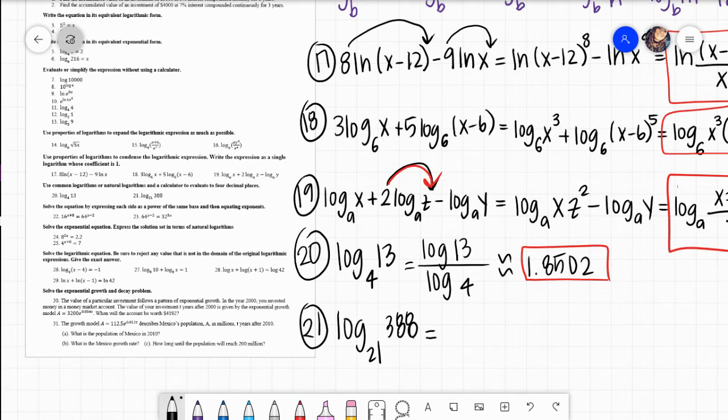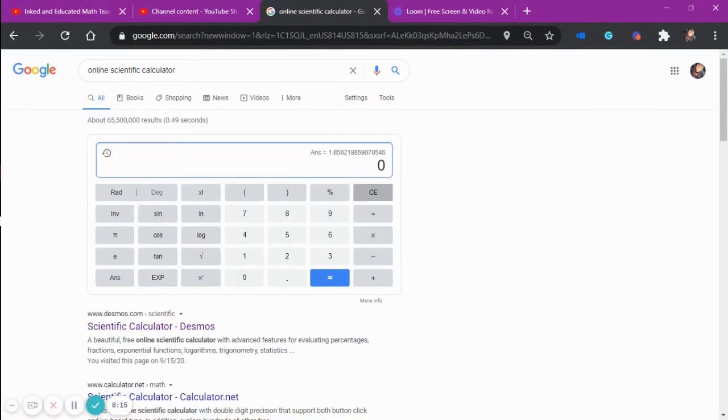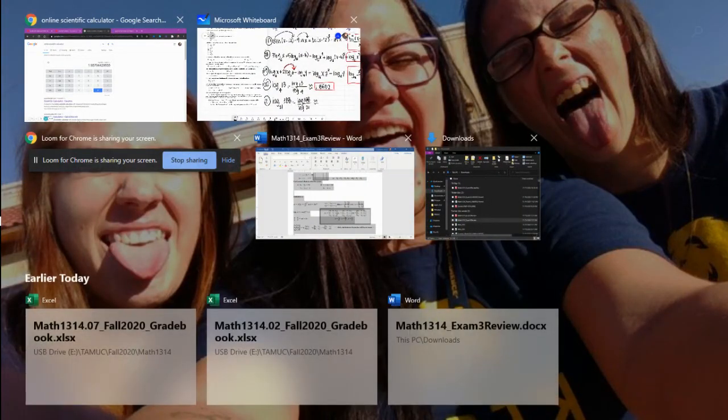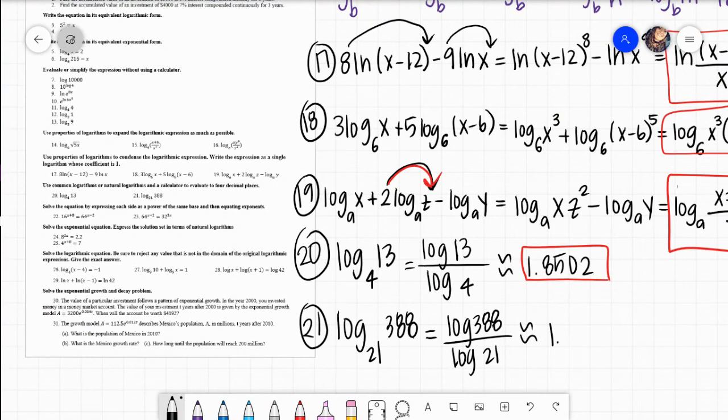For 21, we're going to take log of our big and divide it by log of our little. So that's log 388 and then log 21. We do log of 388 divided by log of 21, and what I get is 1.9579. And so that is your answer for that one.